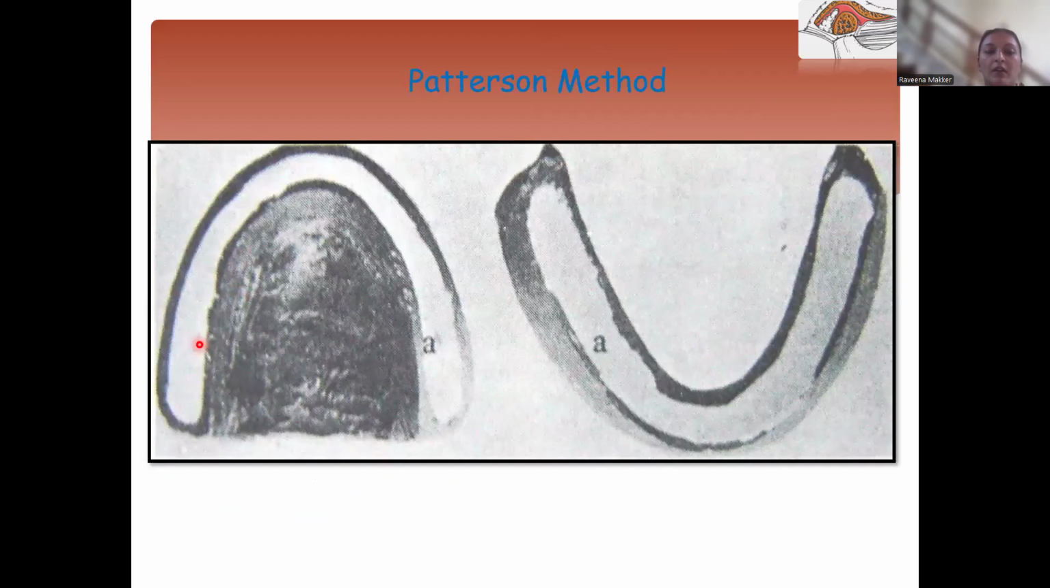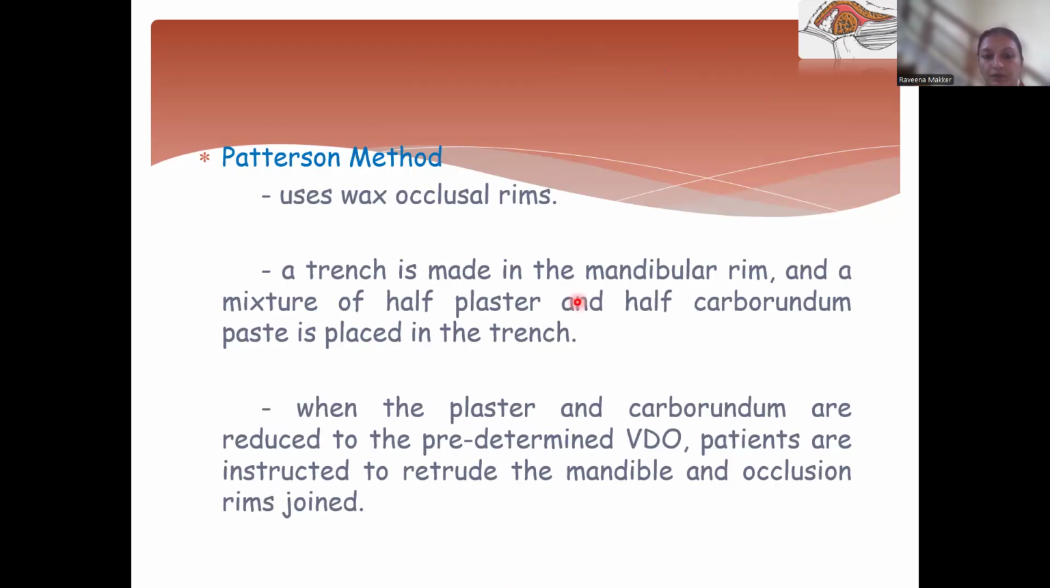In this, you can see that the rims are made up of wax and a trench is made in the rims, which is filled with half carborundum and half plaster, and the patient closes it into centric and the rims are joined together.